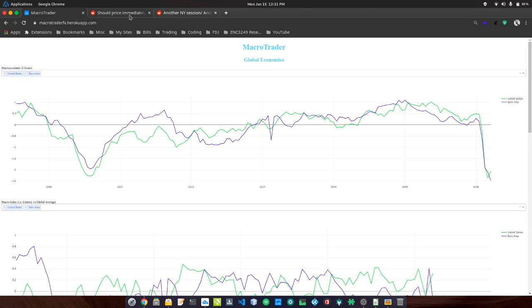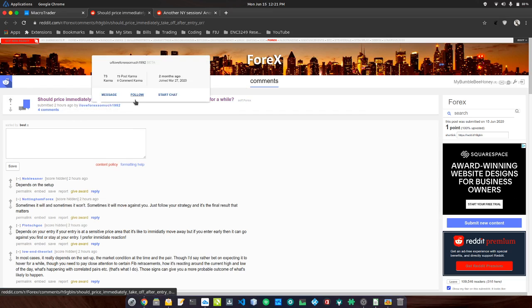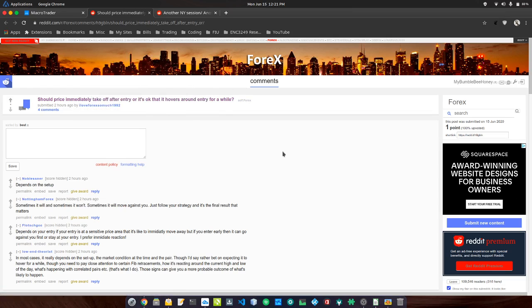Okay, a couple things I noticed here on Reddit. "Should price immediately take off after entry, or is it okay that it hovers around entry for a while?" Oh, man. Guys, don't be ridiculous. You don't tell the market what to do. The price is going to move the way it's going to move. Should it immediately take off? So you're going to enter and it should just skyrocket in your direction? Yeah, right.